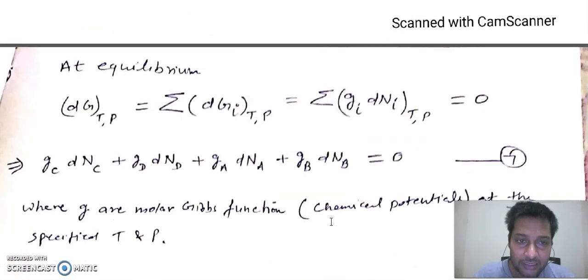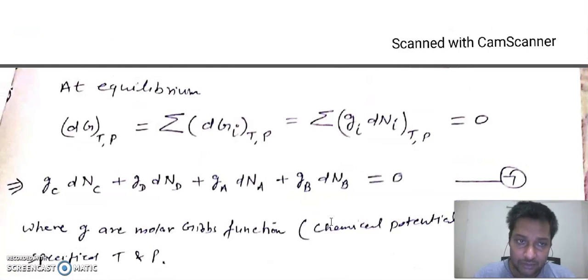Now the system is maintained at constant temperature and pressure. For constant temperature and pressure, the condition, which we have derived in our last class, is that the change in Gibbs free energy is equal to 0 at equilibrium. If we expand this expression, then it is Gc plus Dnc, here G is molar Gibbs function and Ni is number of mole.